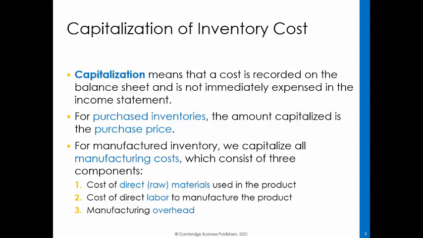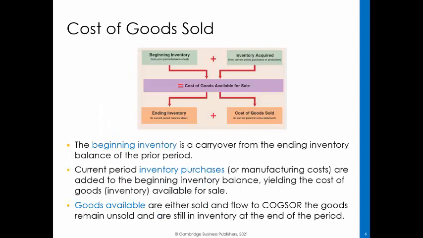Overhead costs are also capitalized into inventory. These include all manufacturing costs other than direct materials and direct labor, such as utilities, supervisory personnel, repairs and depreciation on manufacturing property, plant, and equipment, as well as other related costs. Measuring and analyzing the flow of inventory costs are important.